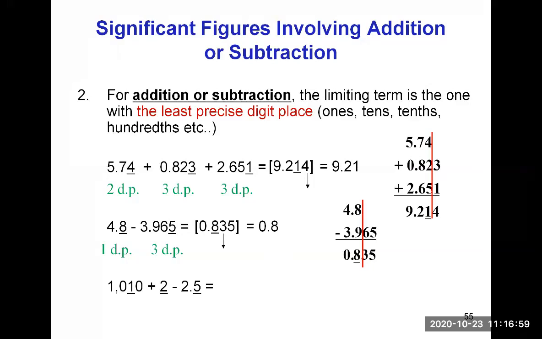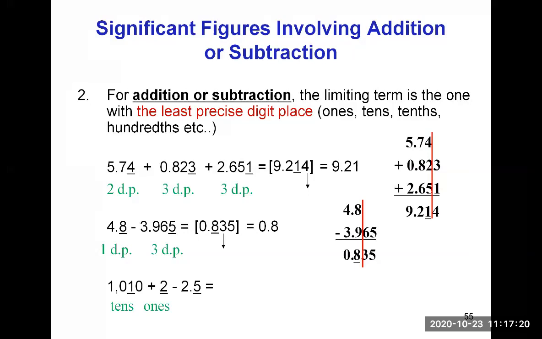Next example. So this time it's not necessarily decimal places. You can see that 1010 has digits only up to the tens, because the 0 here is not significant. Then the 2, it's in the ones place.